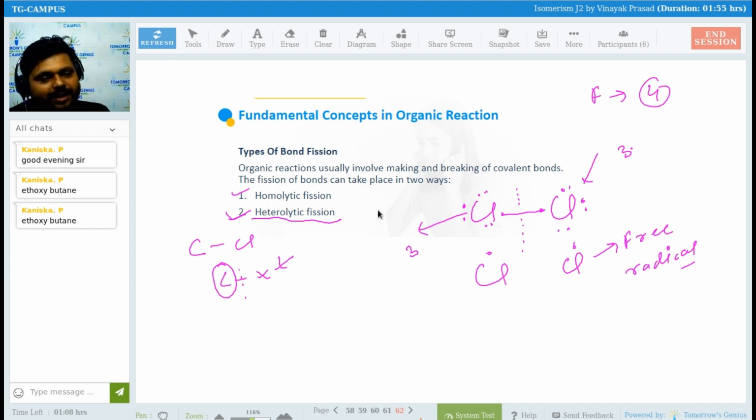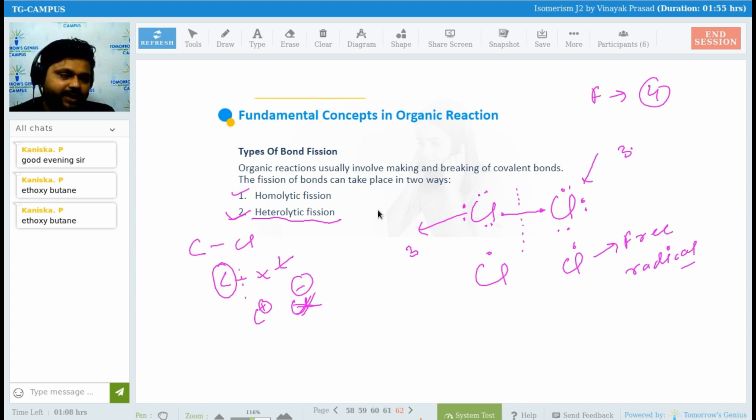The element having more electrons will have a minus charge over its head. Yes or no? So carbon will have a positive charge and chlorine will have a negative charge. If both the shared electrons are with this halogen, then the minus charge will be with the halogen and the plus charge will be with carbon. This is the case when X has more electronegativity than carbon.